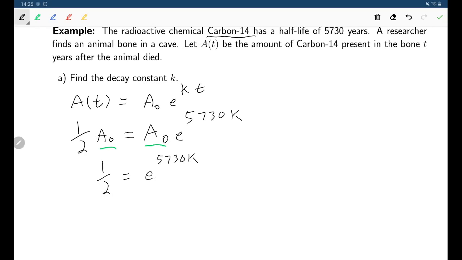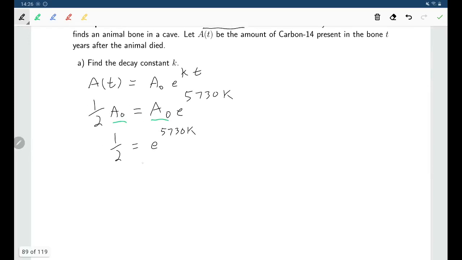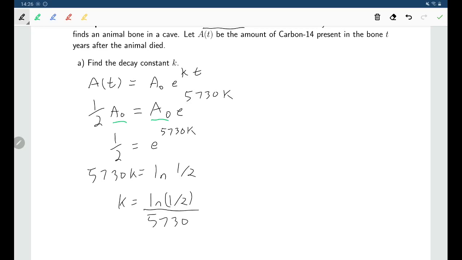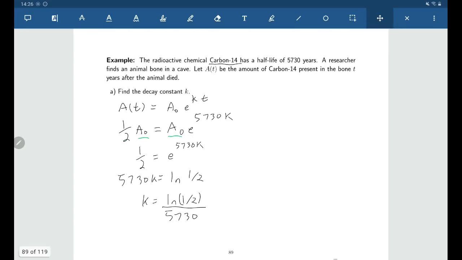And then I can use this to solve for k by rewriting this as a logarithmic equation, switching my inputs and my outputs. And then dividing by k, I get my decay constant: natural log of a half, divided by 5,730. So there we go. We've got our decay constant.